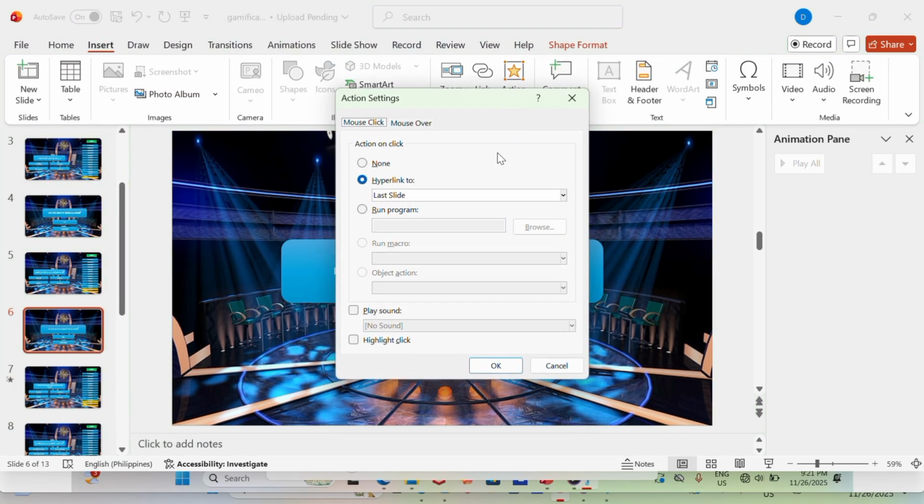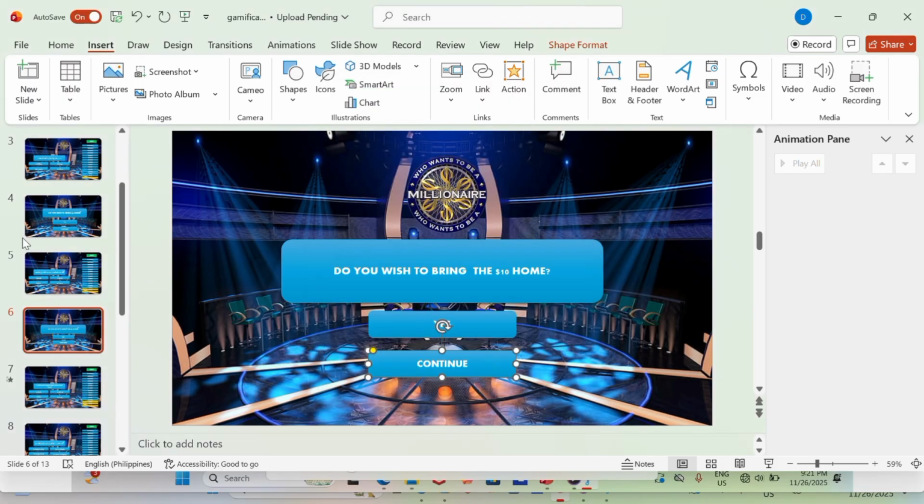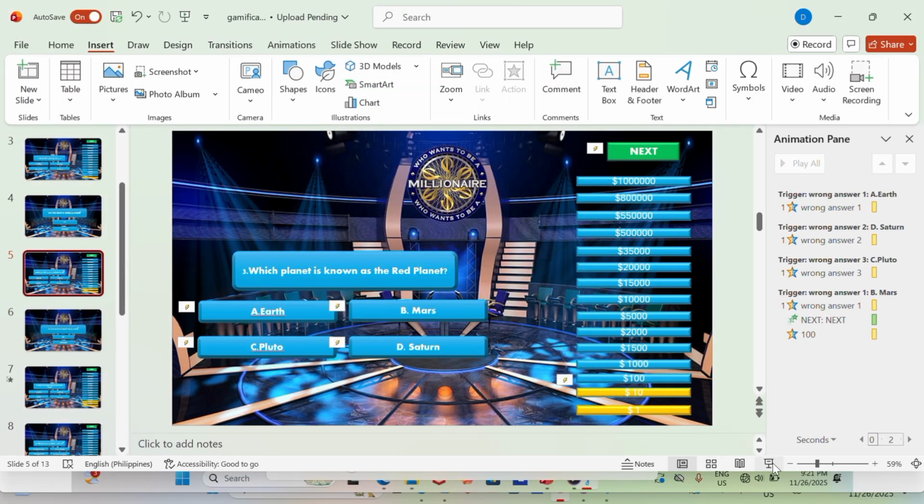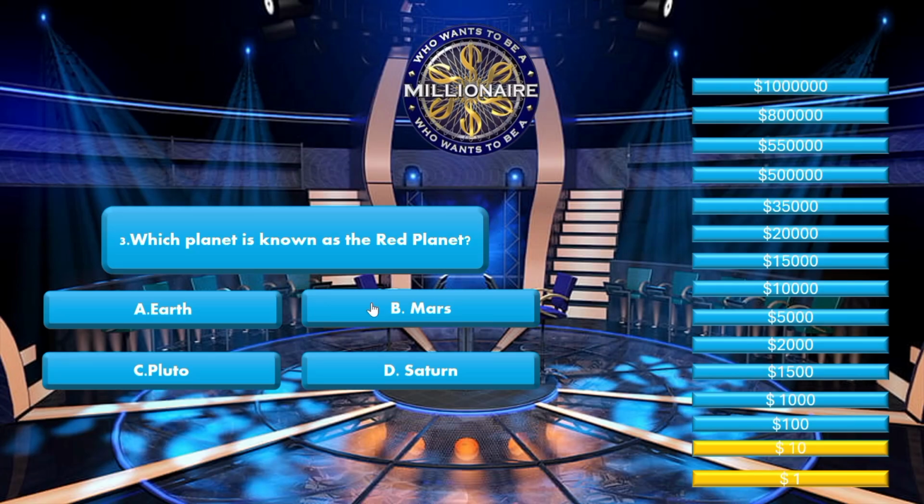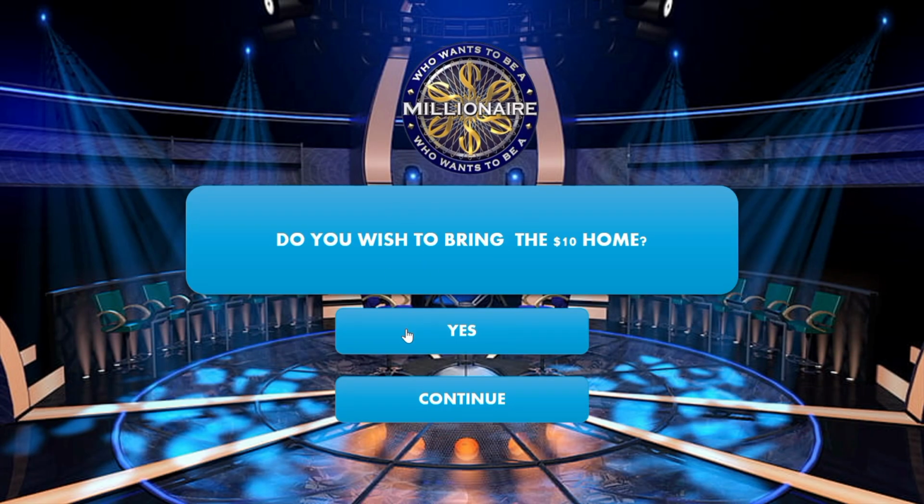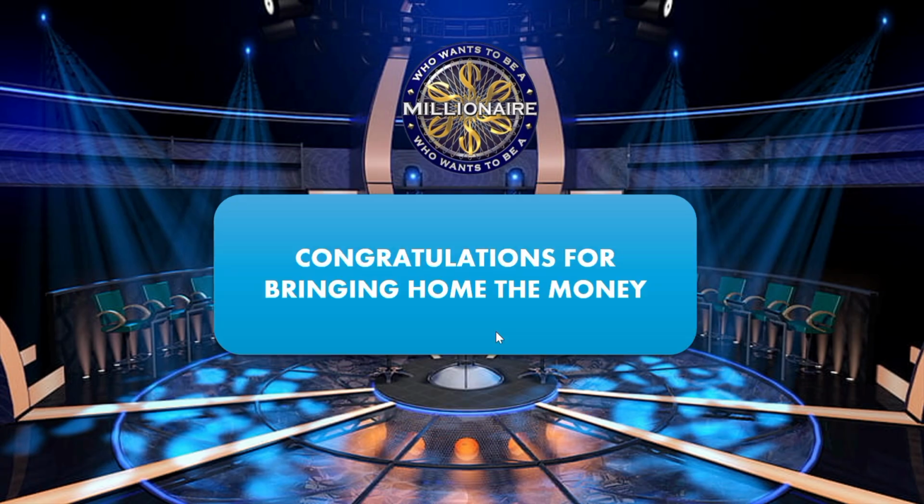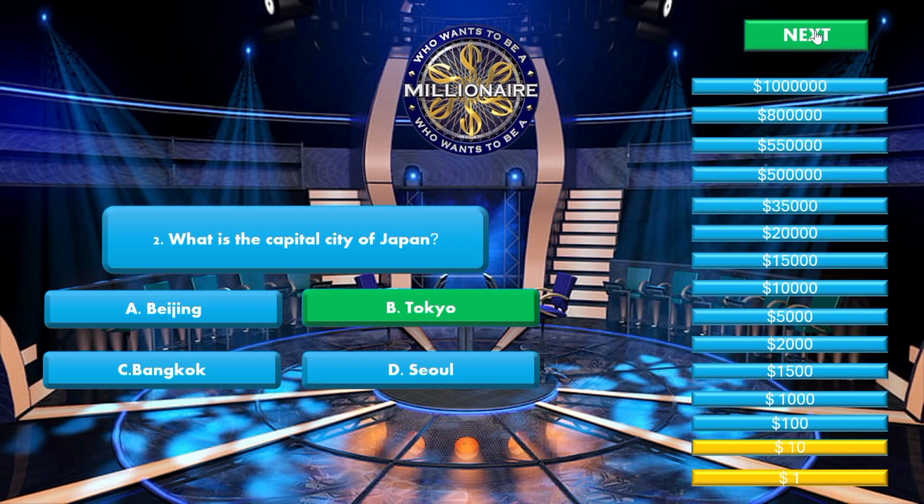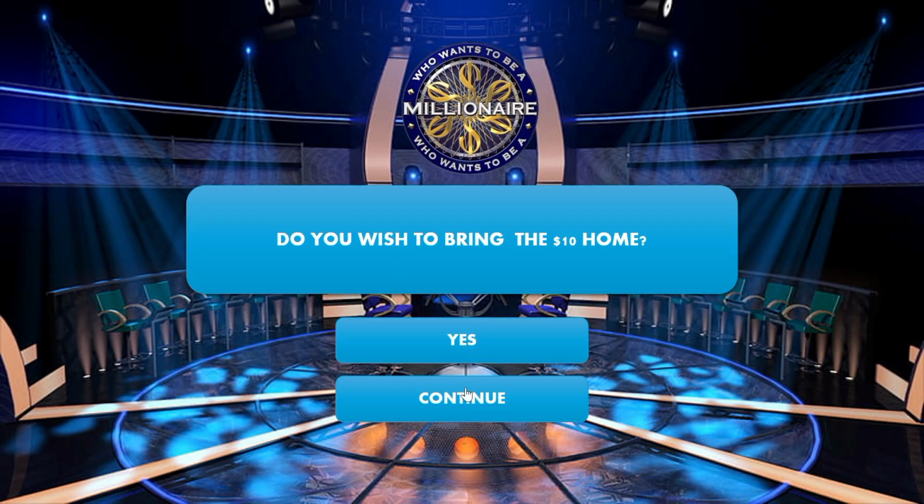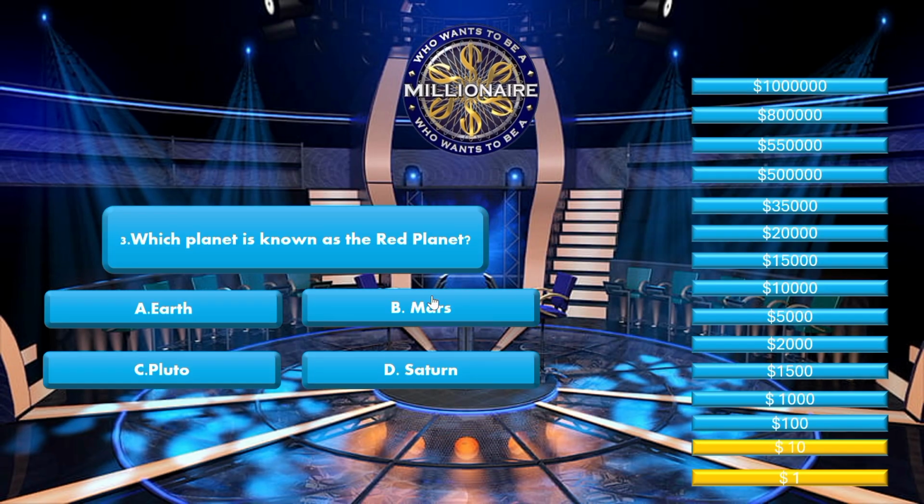Let's go to insert and add action for these choices. And now let's hyperlink it to the next slide, and hyperlink continue to the next slide. Now let's try it. If the first one gets the correct answer, we'll choose this one. If we choose yes, we'll go to congratulations for winning all the money. Now let's go back. If the participants choose to continue, they will go to the next and continue the game.